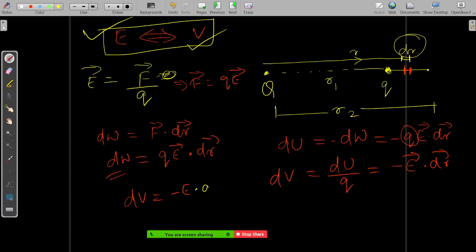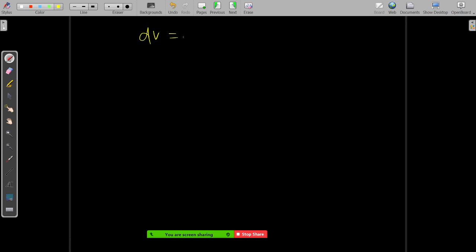So this is E dot dr. This is your relation between the change in small potential and the electric field at that particular point. So you can just remember this formula. You can see the right hand side is a dot product of two vectors, so the left hand side becomes a scalar quantity anyways, and we know that the potential is a scalar quantity, potential energy is also a scalar quantity.